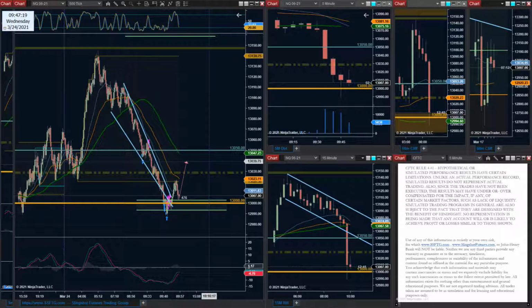A two-legged correction phase back up would put resistance right around 13,040, and that would also be retesting back around the high volume node, but the high volume node's at 50. I'd rather just wait for that.